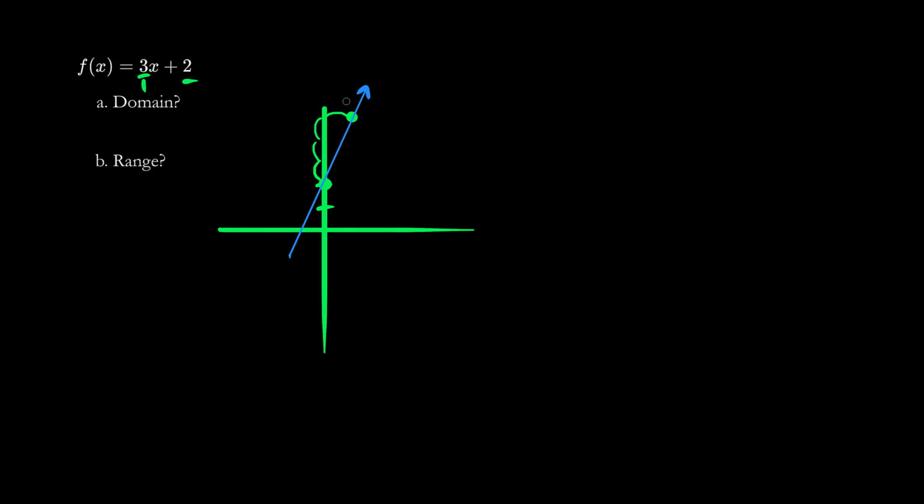So this is the line. It continues forever and ever. And the domain is how wide this line opens up, sideways. So the domain is all real numbers.